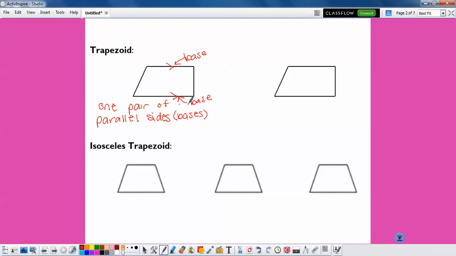But they don't have to be the top and the bottom. If it was turned sideways, and these two were parallel, they would also be the bases. So it's whichever sides are parallel. The other sides are called legs.